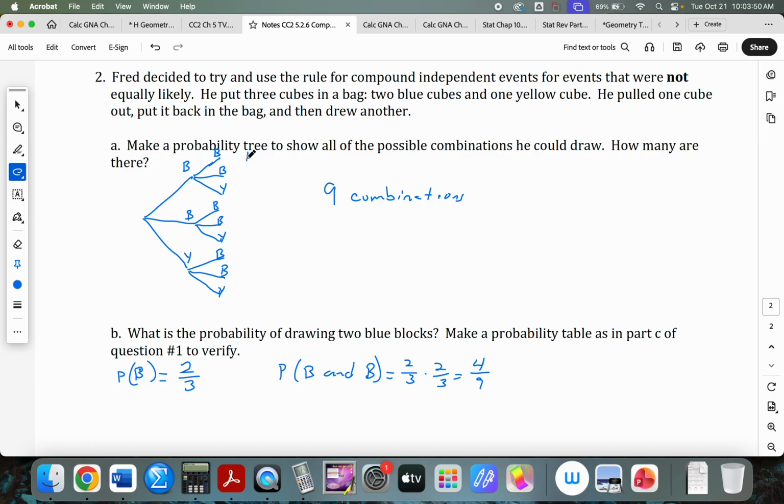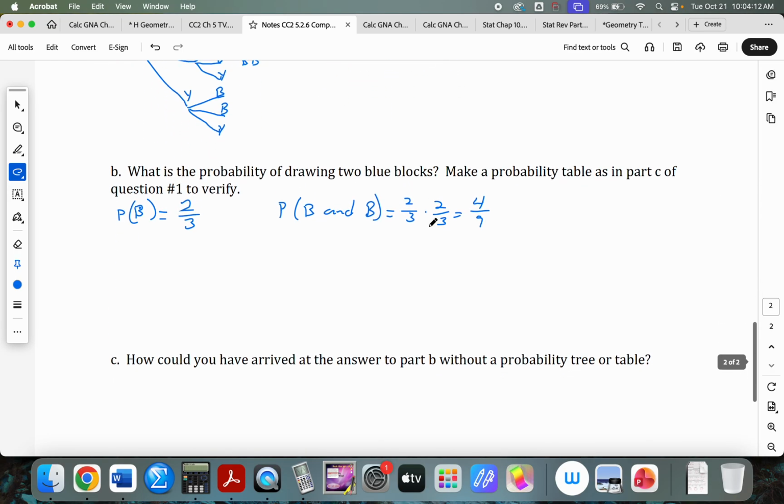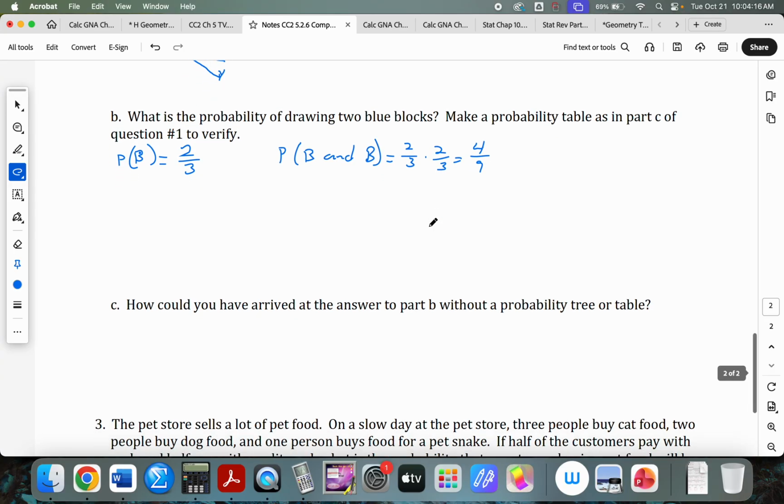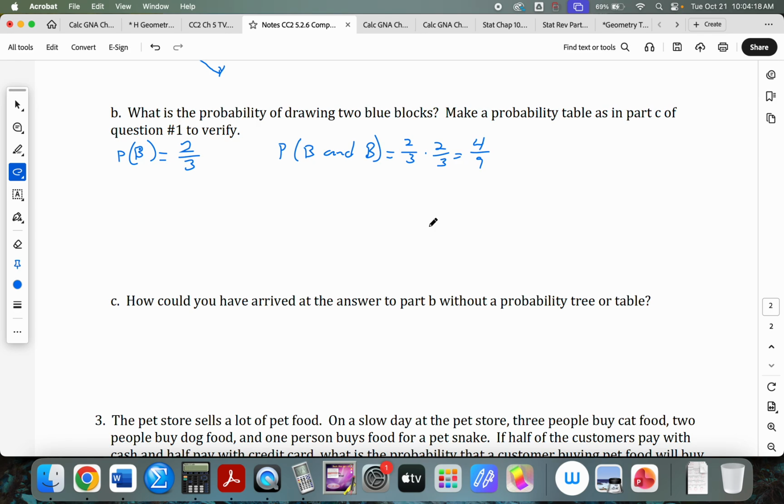So this was blue, right? That was blue. This is blue. And that end is blue. How many blues do we have? 4 out of 9 different combinations. Let me show you how you could make a probability table for this.